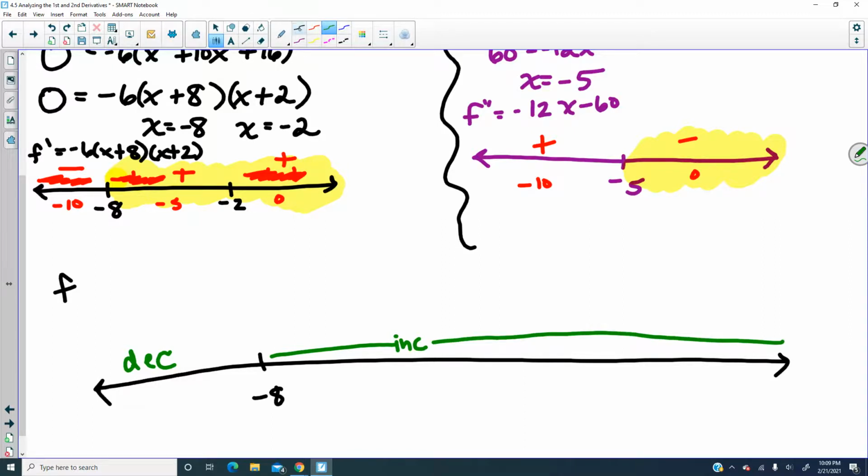Okay, then on the same number line, as far as concavity goes, until -5, f is concave up until we get to -5, and then concave down afterwards.